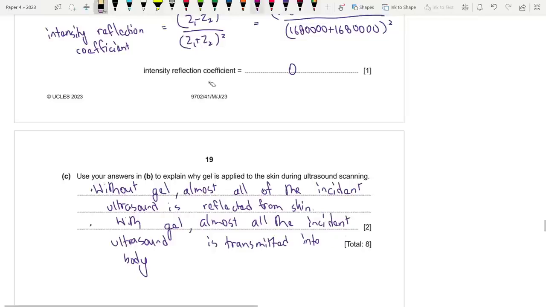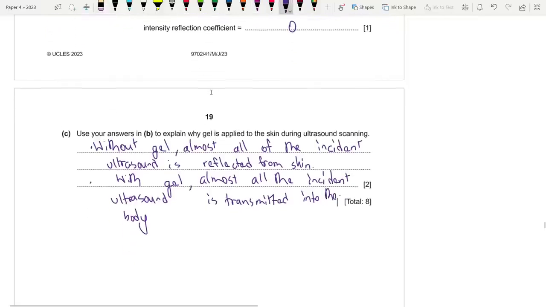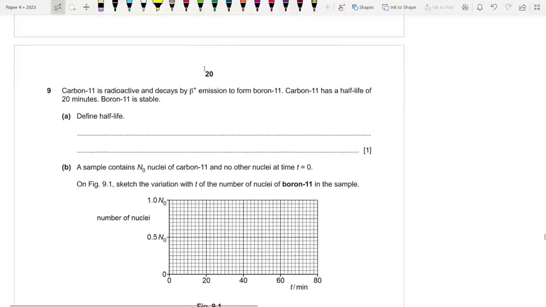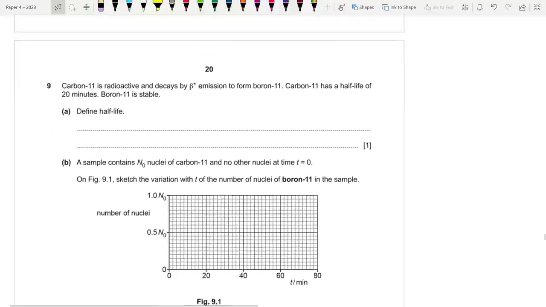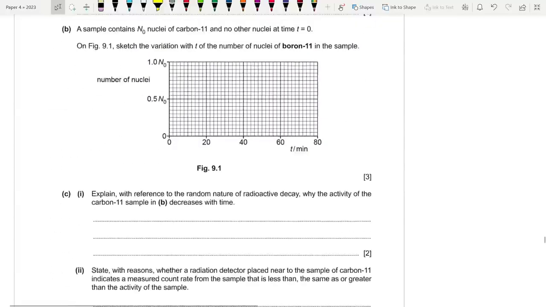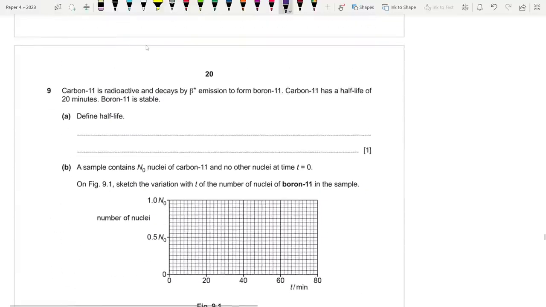Fine, that looks good. We are good to go to the last two. Alright, let's move on. Question number 9. We are almost here at the end. Define half-life. So what is half-life?